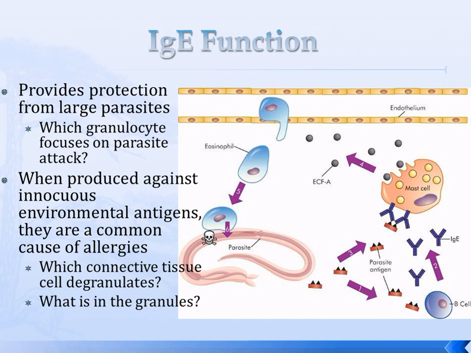Basophil. Yep. And then you already know what's in the granules. So you have the chemotactic factors and the histamine. And you also know which granule site focuses on parasitic attack. Eosinophil. Yep.